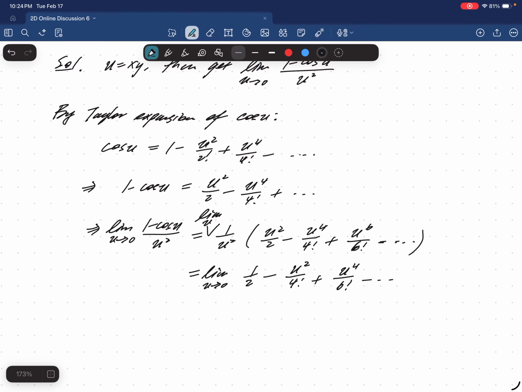Since u is going to 0, anything with any power of u basically goes to 0, right? These are all zeros. So I'm just left with 1/2. And so the answer would be 1/2.